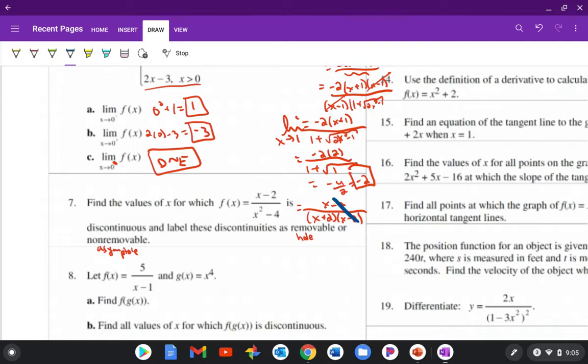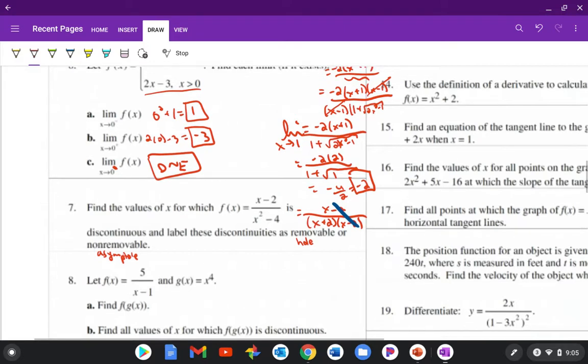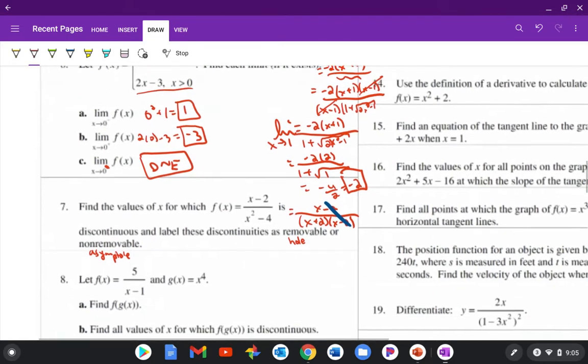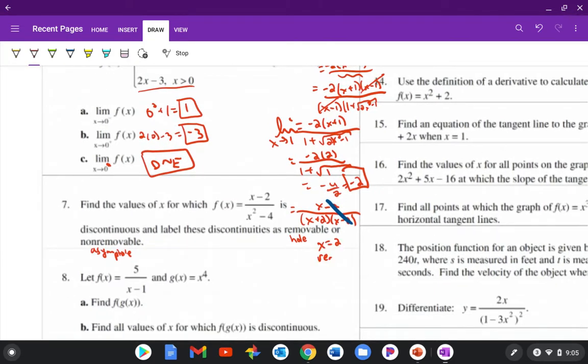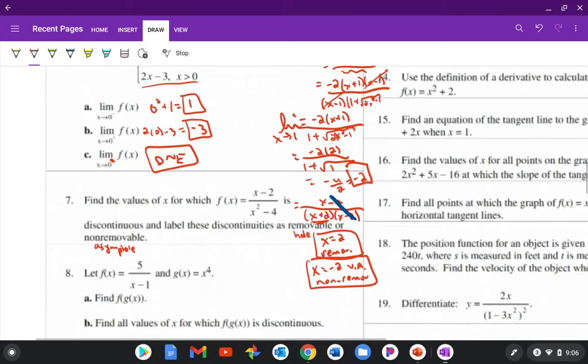So that means that x minus 2 is the removable one, which translates to x equals 2. So x equals 2 is removable because we removed it out of there, right? And then for this one, when you solve the x plus 2, that equals x equals negative 2. That is a vertical asymptote, which is non-removable. So those are your two discontinuities, 2 and negative 2. But since the 2 cancels out with the top, it's removable. And since the negative 2 does not cancel out, that makes it a vertical asymptote. It's non-removable. Can't remove it.